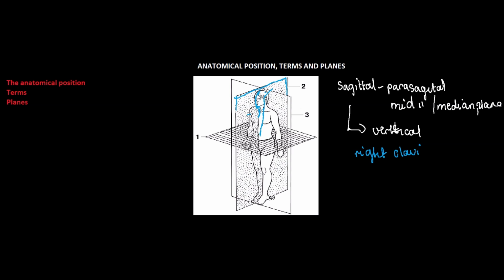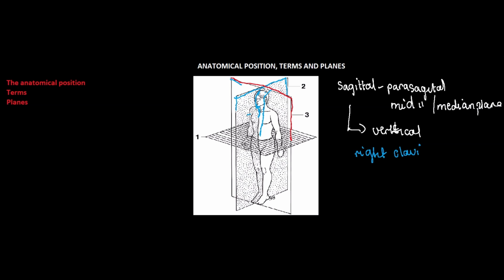The next plane we'll be considering is the frontal, or coronal, plane. Now, the frontal coronal plane divides the body into front and back portions, and of course, it's a vertical plane. So, taking a look at this diagram, the frontal coronal plane is this, dividing the body into front and back portions.